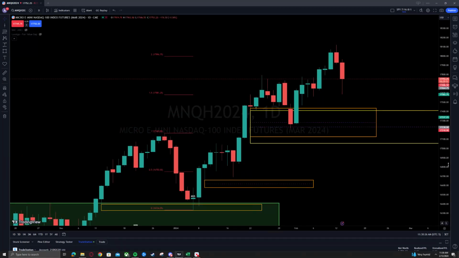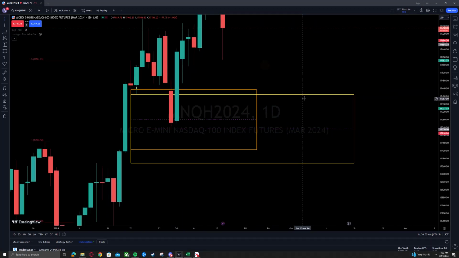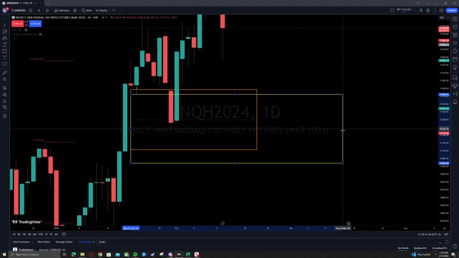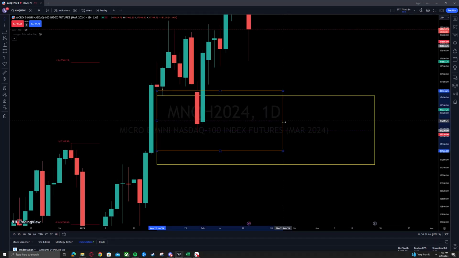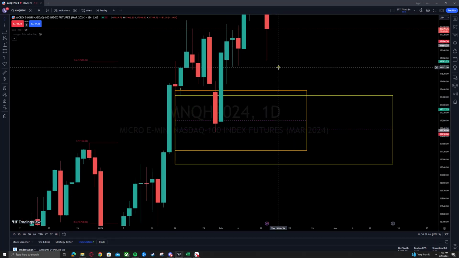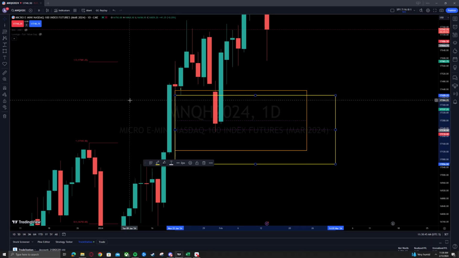Alright. So here is that same weekly fair value gap. This box right here. It's the yellow one. The orange one is a daily. I kind of try to separate the boxes because if I'm looking at it, I just know the difference. So this is our weekly. This is the daily in the same point.